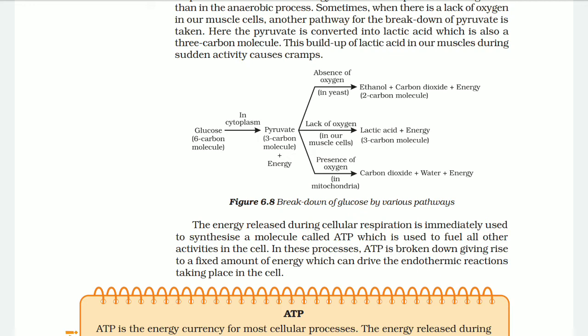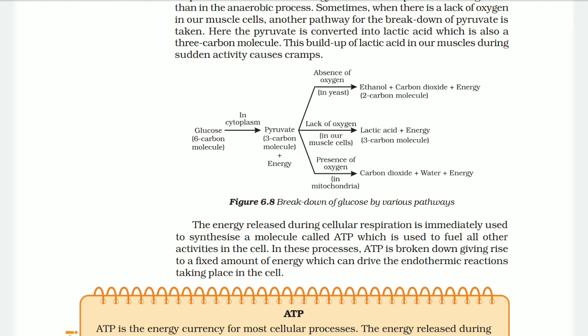So figure 6.8 completely shows that glucose, a 6-carbon molecule, in the cytoplasm creates pyruvate, a 3-carbon molecule, plus energy. If it is in the absence of oxygen, it creates ethanol, carbon dioxide plus energy. If it is with a lack of oxygen, it produces lactic acid and energy. If this occurs in the presence of oxygen, it produces carbon dioxide plus water plus energy, and that takes place in the mitochondria.